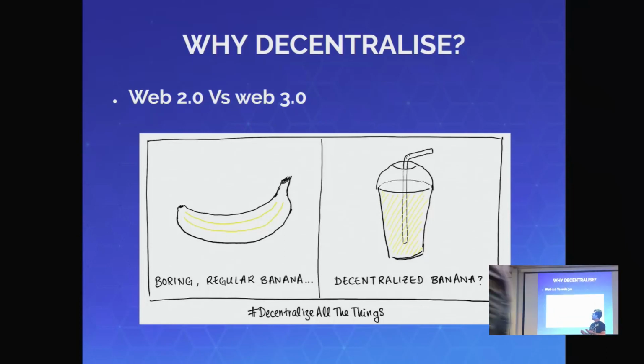So the first question really, it's quite easy when you come to a blockchain-based meetup to forget the question of why you would want to bother decentralizing everything. Not every application needs to be decentralized, but there are quite a lot of advantages in doing it.